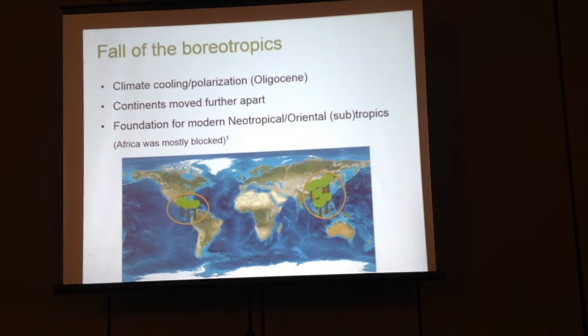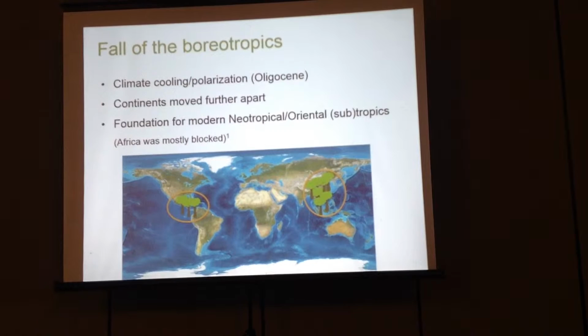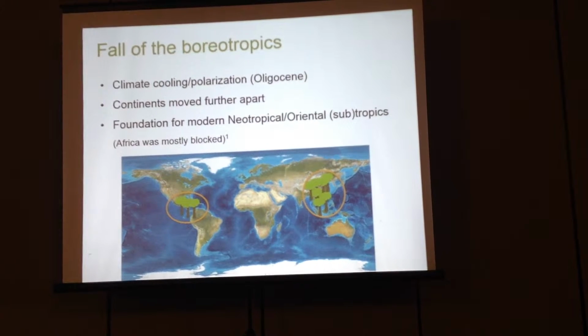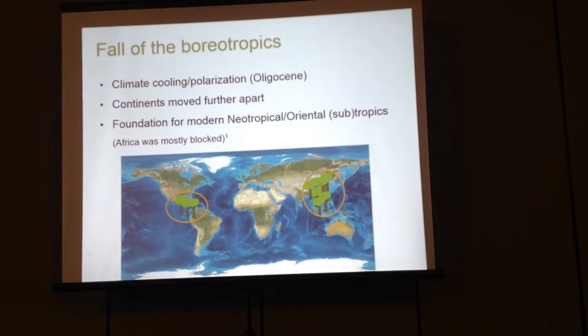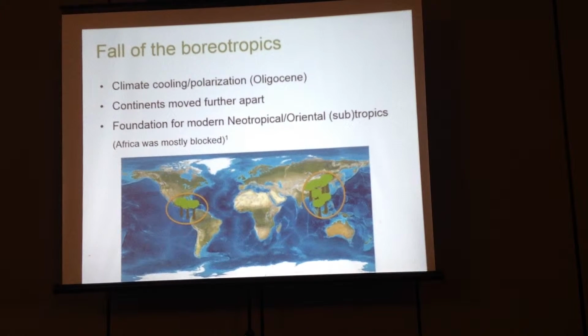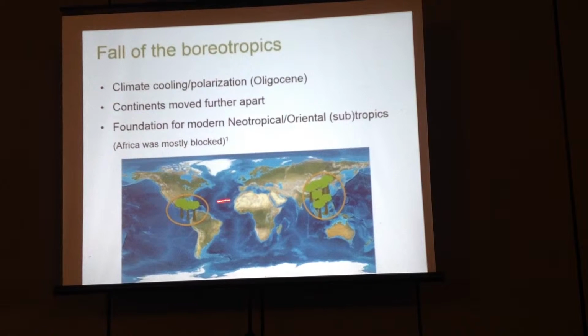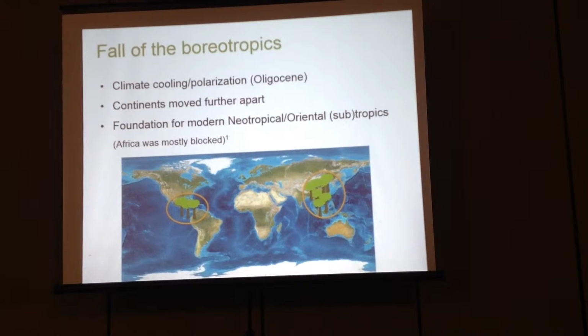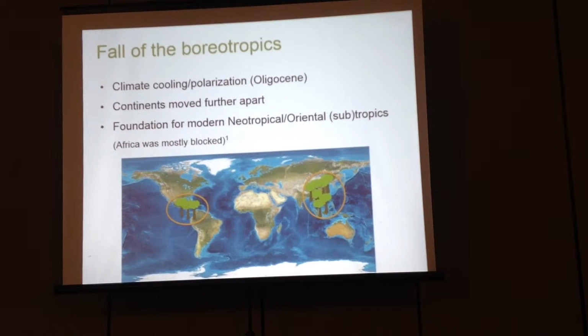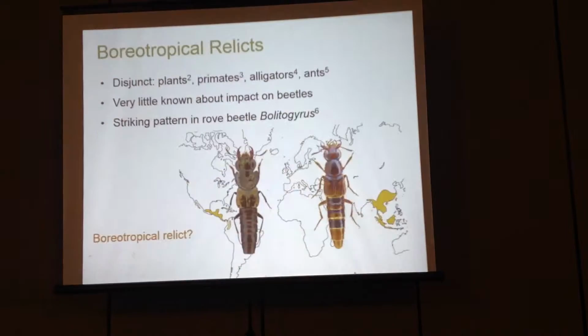Africa was largely cut off from these contractions, and there were some lineages which penetrated into Africa, but the mountain ranges, the Tethys, and the dry landscapes of the modern Sahara didn't let boreotropical elements contract into Africa.